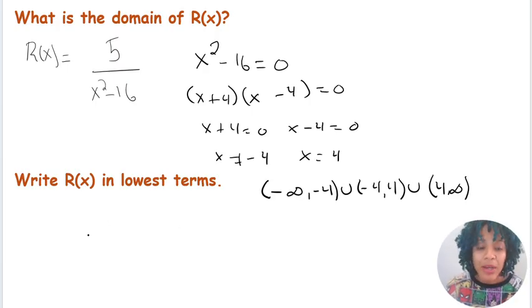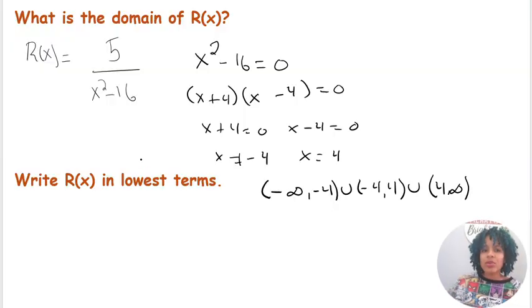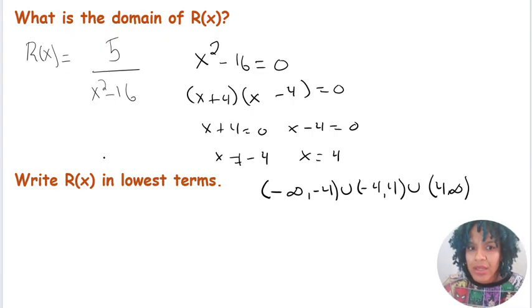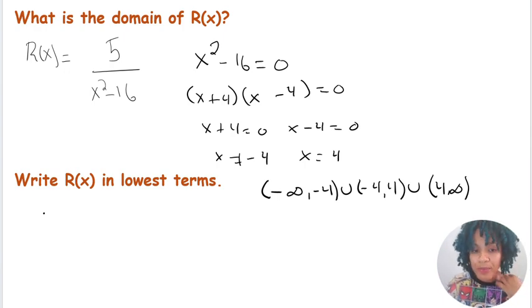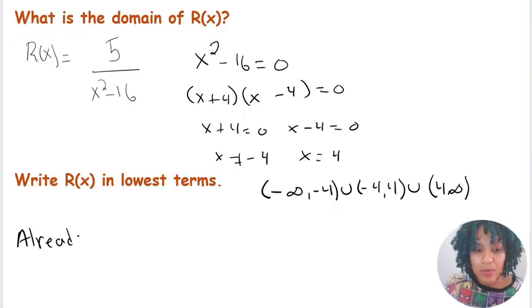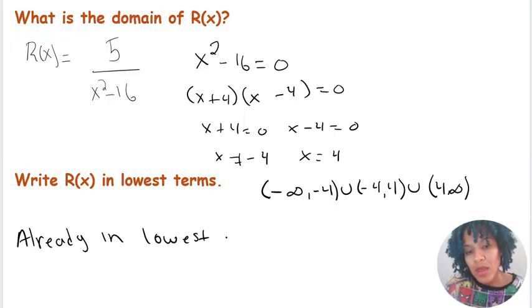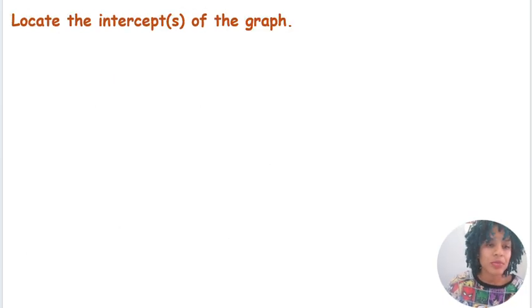Okay? Now the next question is, write it in lowest terms. Well, if you notice, once we factor it, nothing cancels. There was no binomial, no monomial, nothing cancels. So it's already in its lowest form. Cool. Now let's go to the next question.